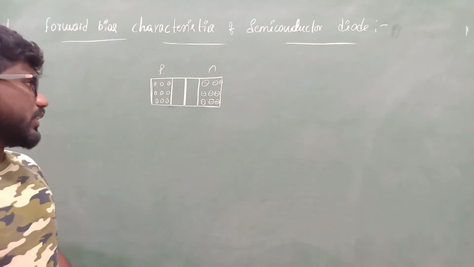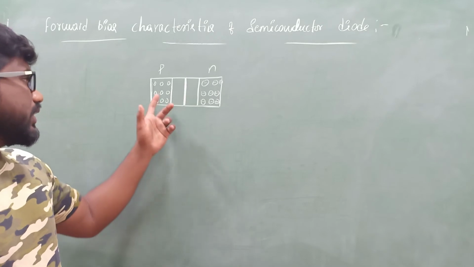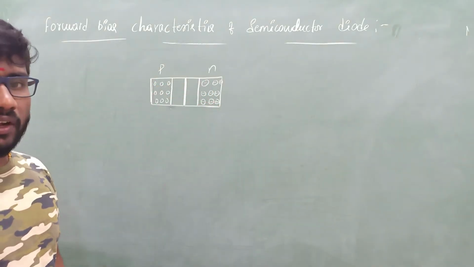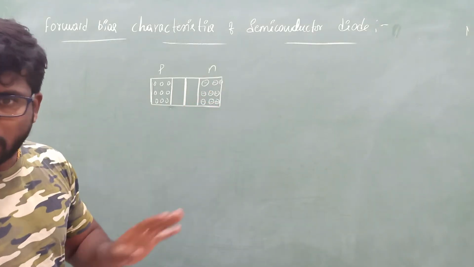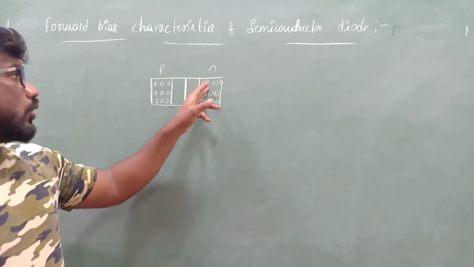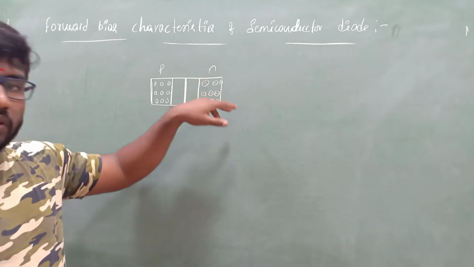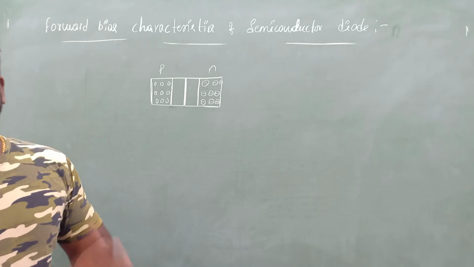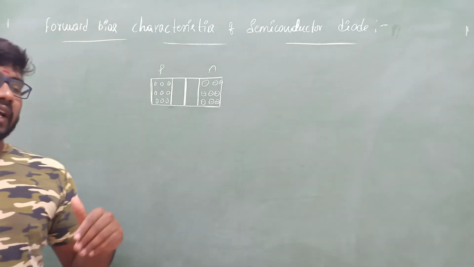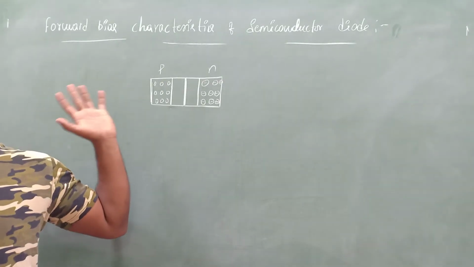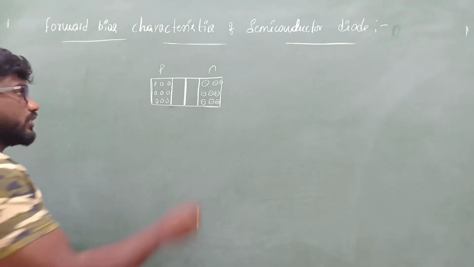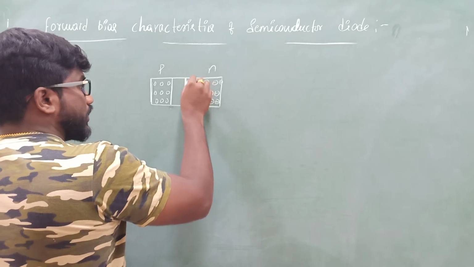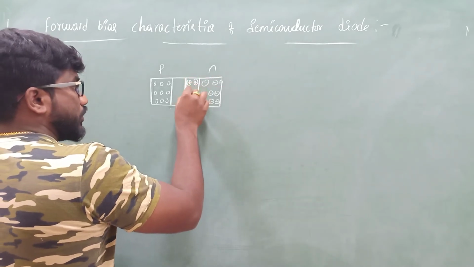Don't think that because holes are here and electrons are here, there are no holes in the N side. It doesn't mean that holes are not there in the N side, or that electrons are not there in the P side. They are there, but the majority charge carriers are holes, which is why I took holes only here. Now these holes will drift towards the negative terminal, as shown in the figure.